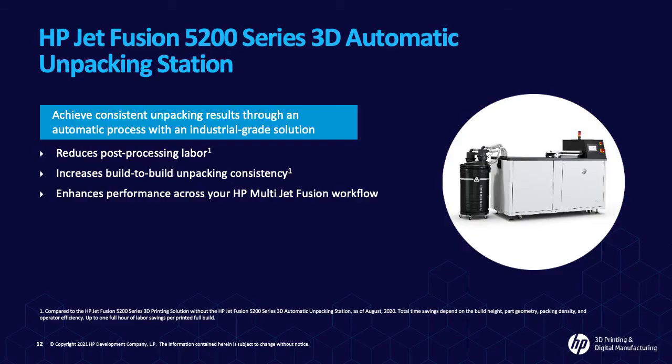The automatic unpacking station for the 5200 series essentially enables unattended and rapid unpacking of that print bed. It reduces the manual handling of the material powder during the unpacking process and makes the process quite easy end-to-end in terms of the workflow. It also increases the build-to-build unpacking consistency, where you're not dealing with manual labor along the process of unpacking and cleaning your parts.